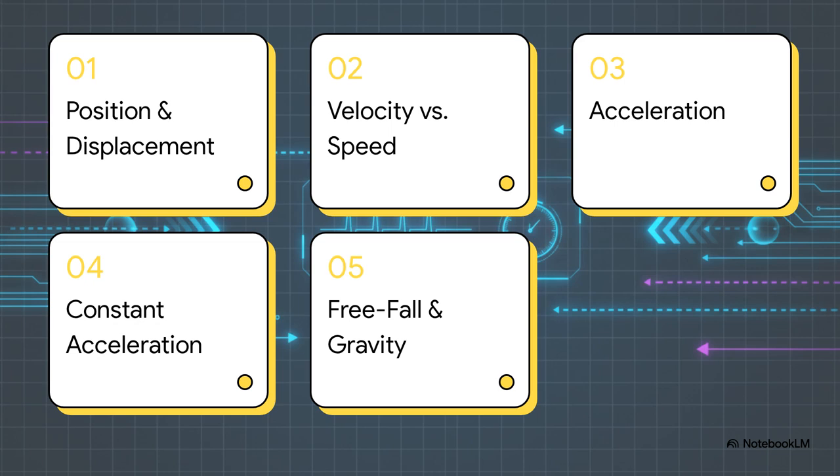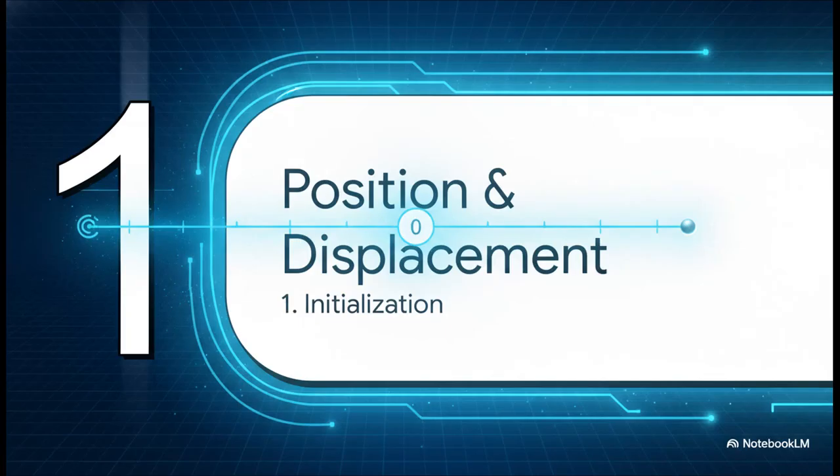We're going to start with initialization, position and displacement, then rates of change, followed by the second derivative, acceleration. Fourth, we'll open up our toolkit for constant acceleration, and finally, we'll wrap up with applications in free fall and gravity. All right, kicking things off with Section 1, initialization, position, and displacement.